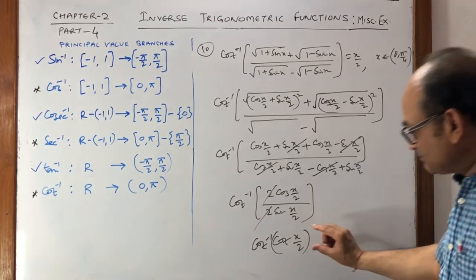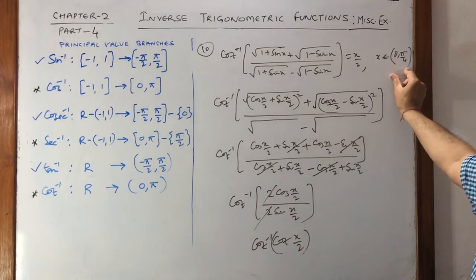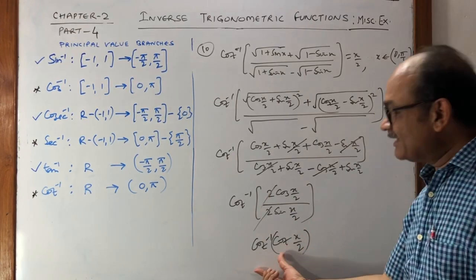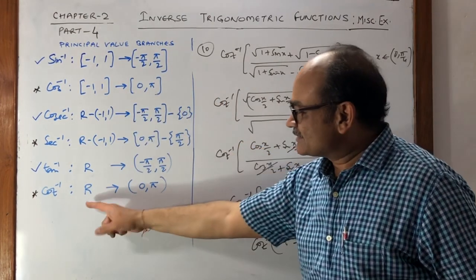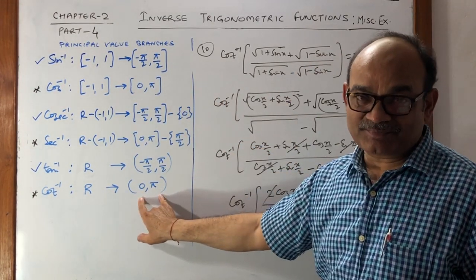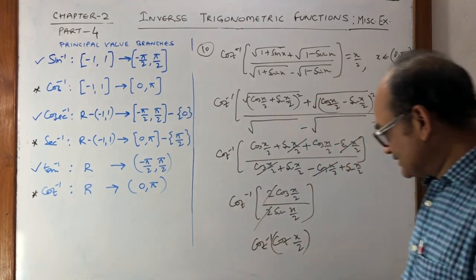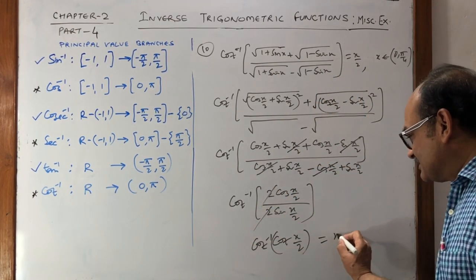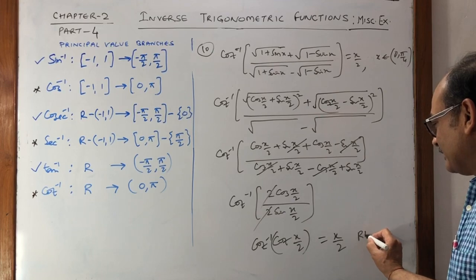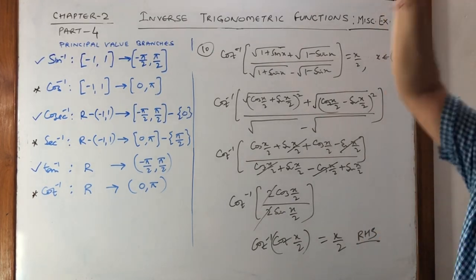Now, x by 2 is given in the range of 0 to pi by 4. It means it is in our cot inverse principal value range, 0 to pi. Hence, cot inverse neutralizes, and your answer is x by 2, that is RHS.